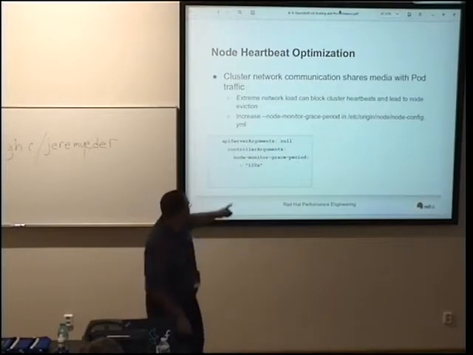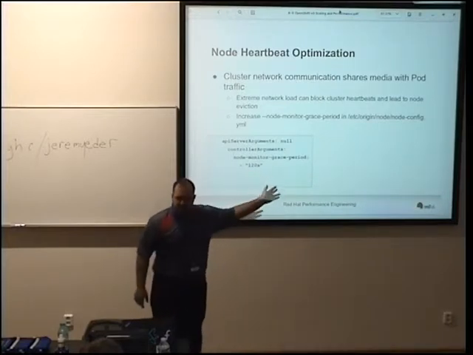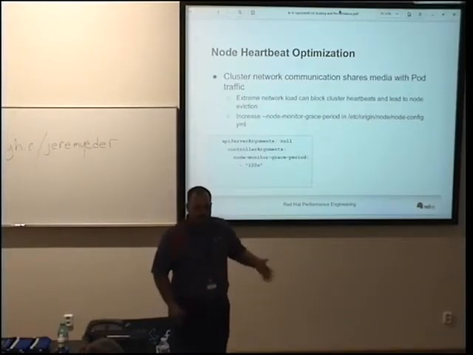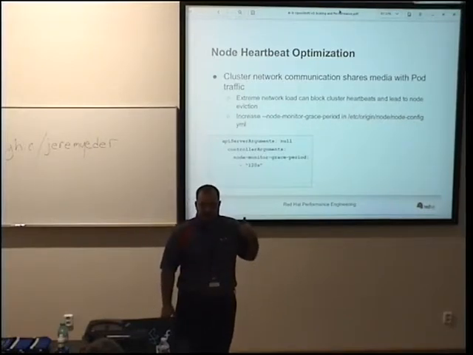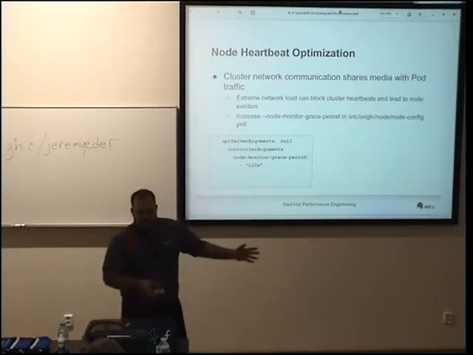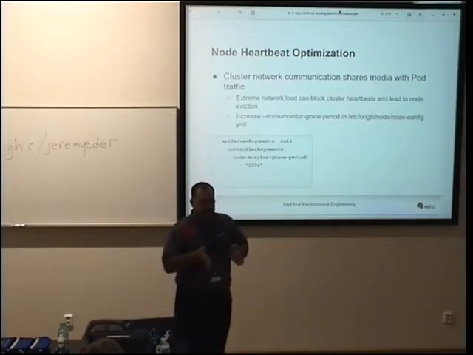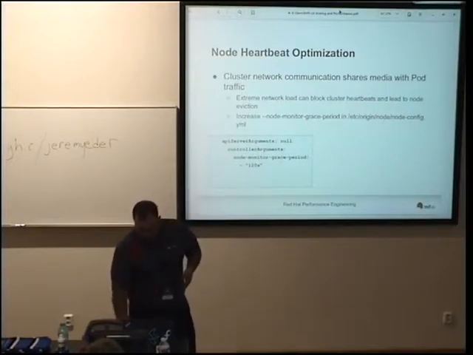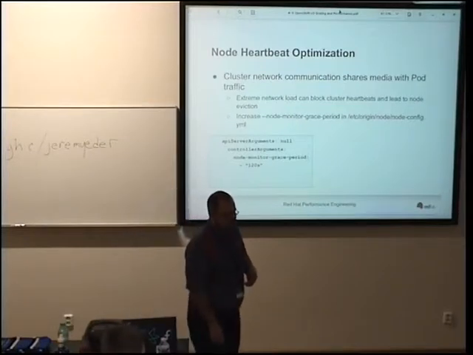So there's a way to extend it. And actually, that's what we ended up doing for now. I think it's 40 seconds now. So if it doesn't hear from a node for 40 seconds, I think it'll take it out. 40 seconds and it has to fail 3 times. There's some weird algorithm. So we triple it, basically. And that got us around the problem because the tests were short enough to fit in that window. It's actually not a fix. It's a workaround.